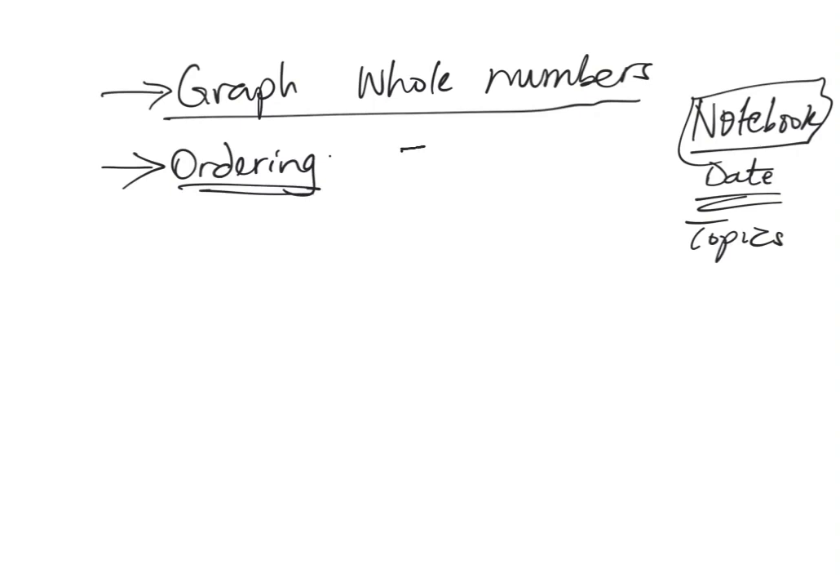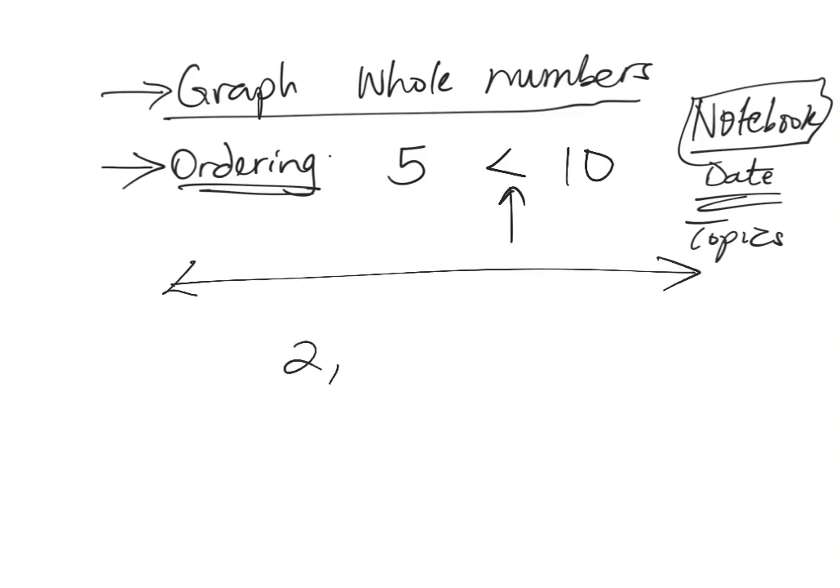Some numbers, for example, we say 5 is less than 10. That's just a symbol here when we talk about less than. So we want to make sure we're comfortable with ordering numbers. If I gave you a number line and I told you to order the following numbers, you should be able to put them in order from the smallest to the biggest. So ordering numbers is important.